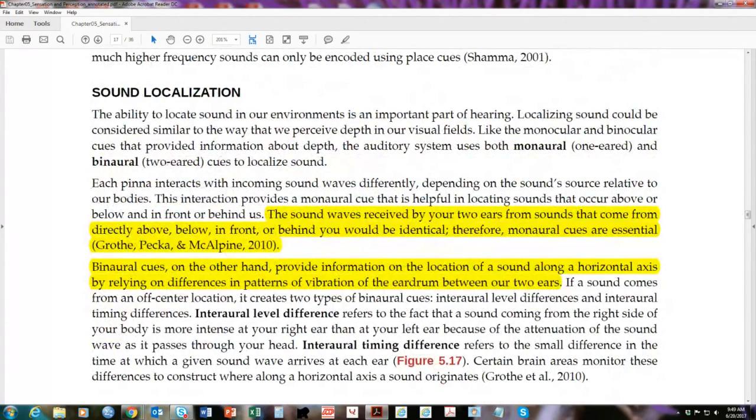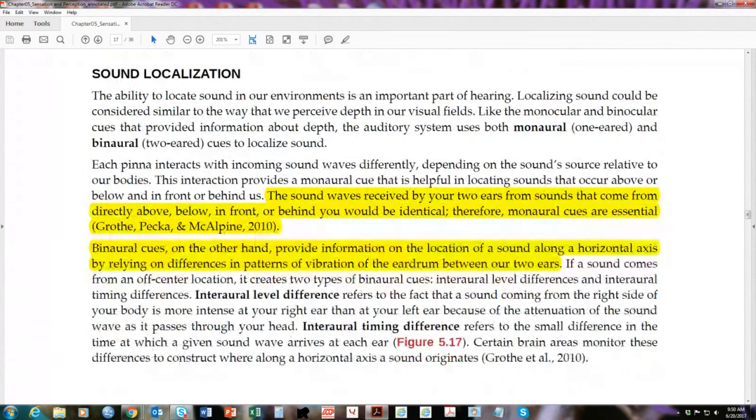Now, sound localization is just our ability to determine from which direction a sound is coming. And there are cues that require 2 ears, so cues that require 2 ears are binaural, and cues that only require 1 ear are called monaural. And you can see the part I have highlighted here, the sound waves received by your ears, if they're coming from directly in front of you or directly above you, then they're going to stimulate both ears equally. And so those would be monaural cues.